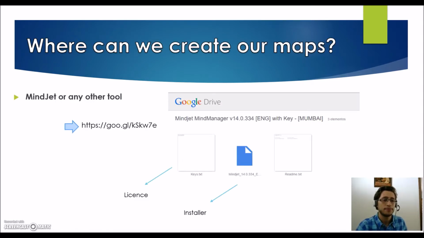And this is a software that you can use. It's called MindJet if you want to use it in order to create your maps. Let's continue with the next part of the tutorial.